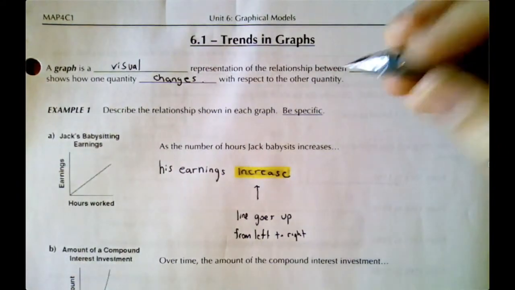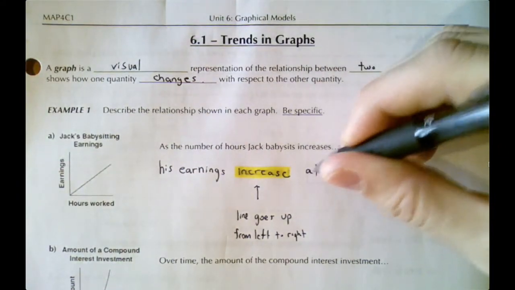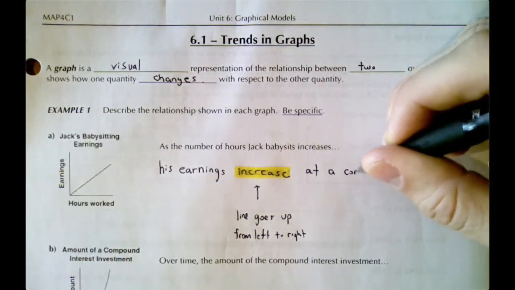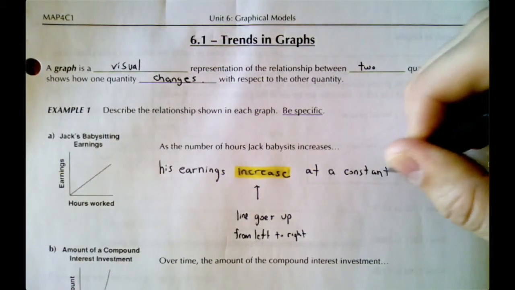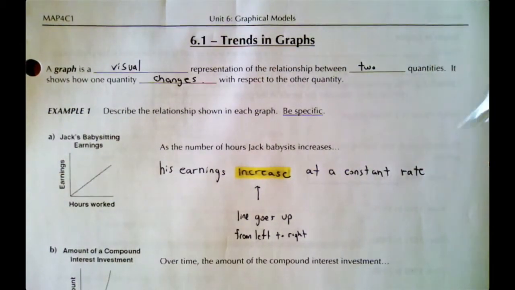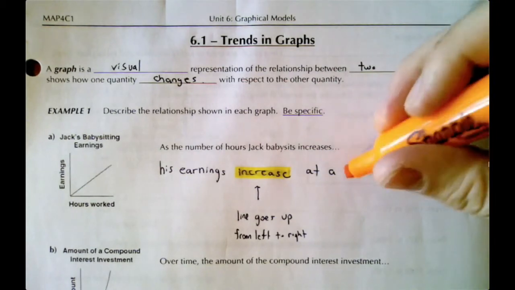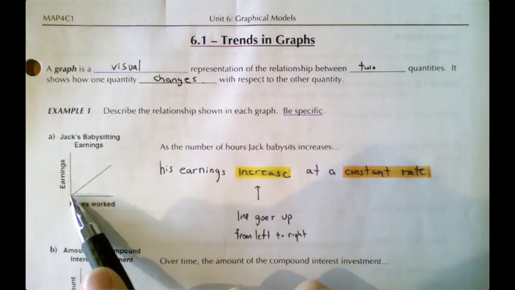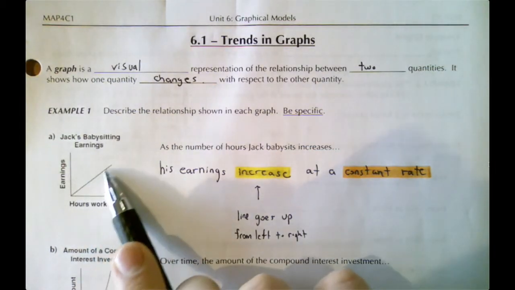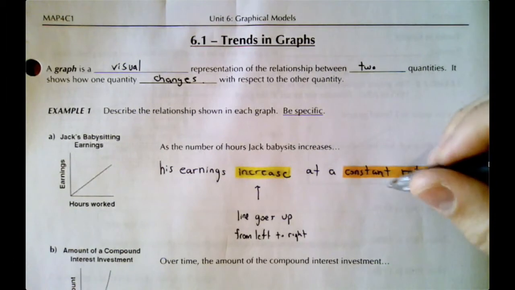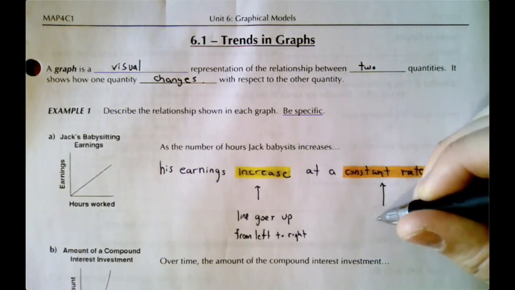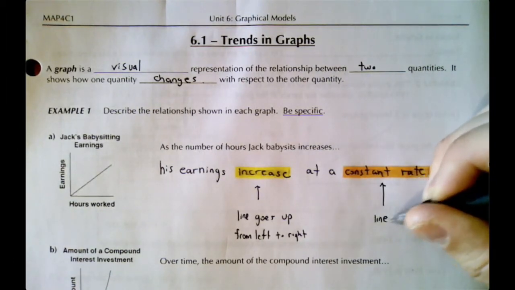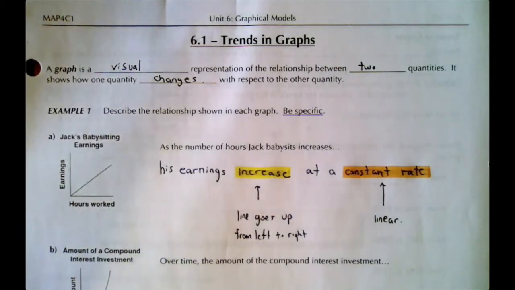And the increase is at a constant rate. Now, the reason it's at a constant rate is because the rate of change is constant, which means it's going up by the same amount over time. And we know it's going to be constant when we have a linear relationship. So if we ever have a line, the rate is going to be constant.